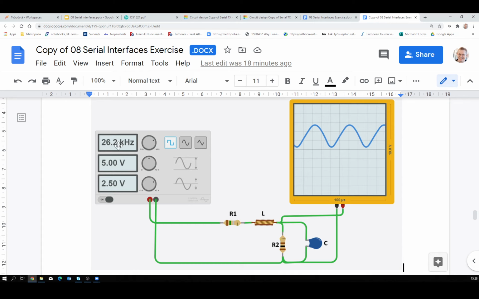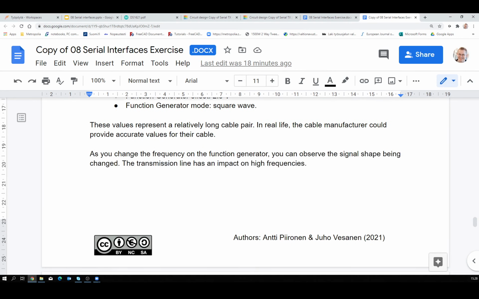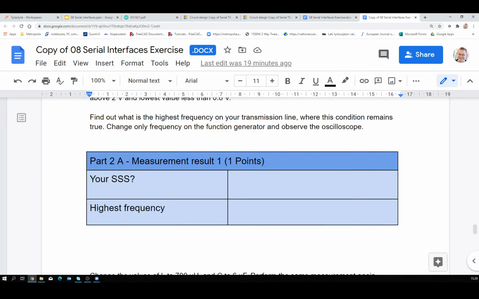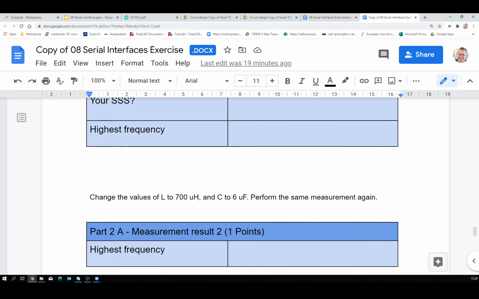And at some point, everyone would have a situation that it doesn't change anymore enough to make ones and zeros. And you mark that frequency. So your SSN number and what is your highest frequency you got, still changing the states correctly.